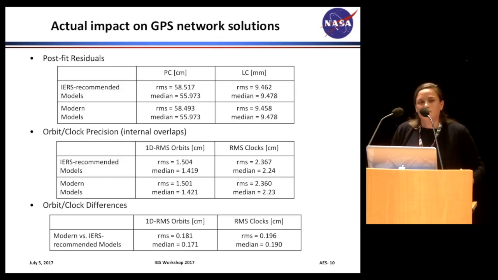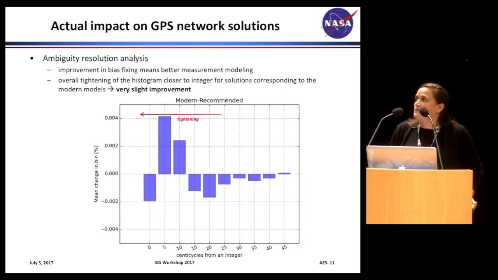And then if you just difference the day-to-day solutions, like the baseline solution with our test solution, you can see that the difference between the two is basically less than 2 millimeters in orbits and clocks. So it's a minimal effect. We also look at the ambiguity resolution, because an improvement in bias fixing is actually implying better measurement modeling. So that was an important metric. Again, you can see a very slight overall tightening of the histograms closer to the integers for solutions corresponding to the modern models.